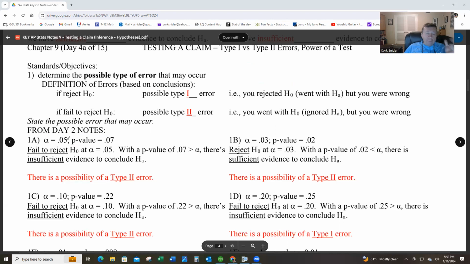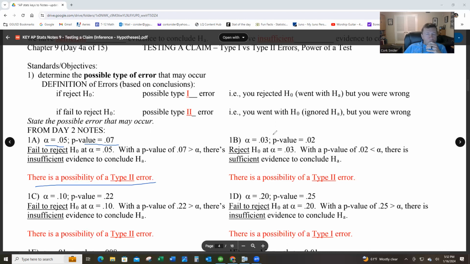So from a math standpoint, how you would write your conclusion: if alpha's 0.05 and your p-value is 0.07, 0.07 is bigger than 0.05, so you're going to fail to reject H0. You didn't get enough evidence. Fail to reject H0. And then you'll write, there's insufficient evidence to conclude HA. Now, if you fail to reject, there is a possible type 2 error.